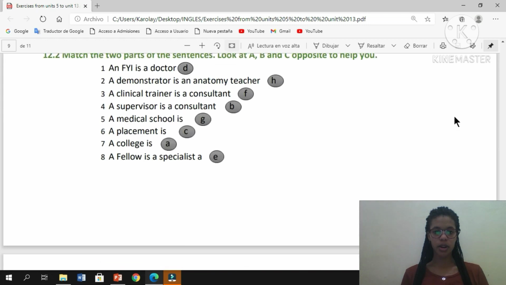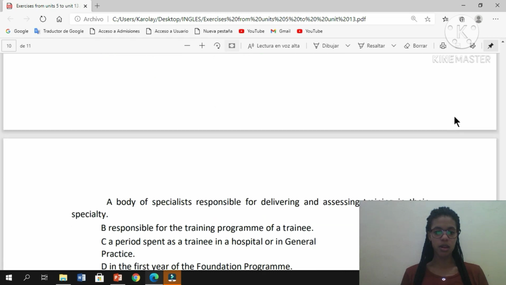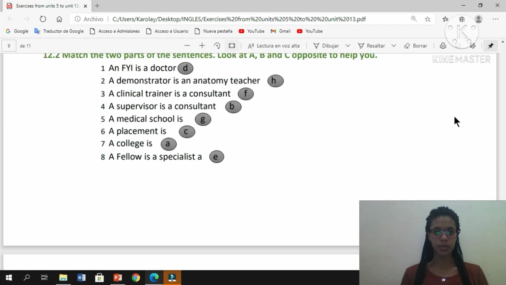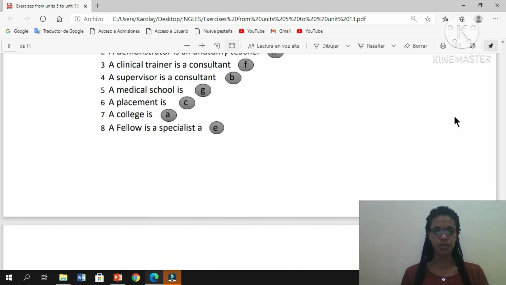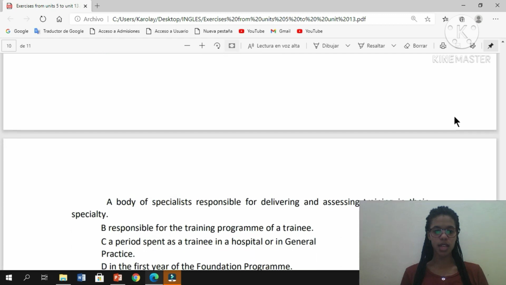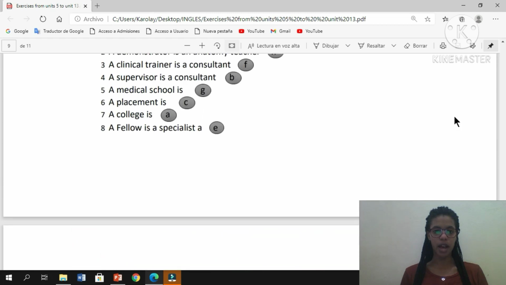A supervisor is a consultant. The answer is B. Responsible for the training program of the trainee. A medical school is G. Part of a university responsible for medical education. A placement is, the answer is C. A period spent as a trainee in a hospital or general practice.